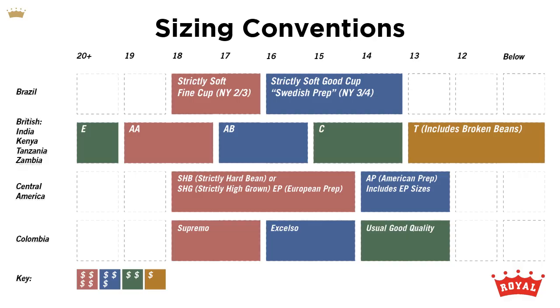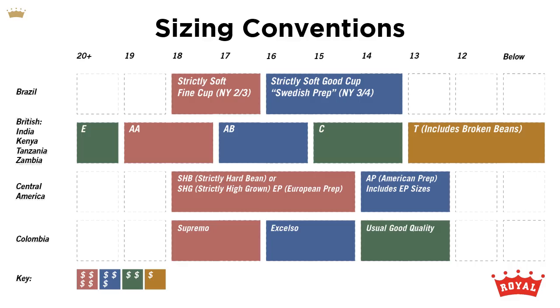So I always like to look at the AAs from, or I should say the ABs from places like Kenya, as it's kind of an opportunity to maybe discover some excellent quality that's potentially undervalued just because it's a slightly smaller screen size. The less valuable coffees in this system would include Cs, that's the smaller beans.